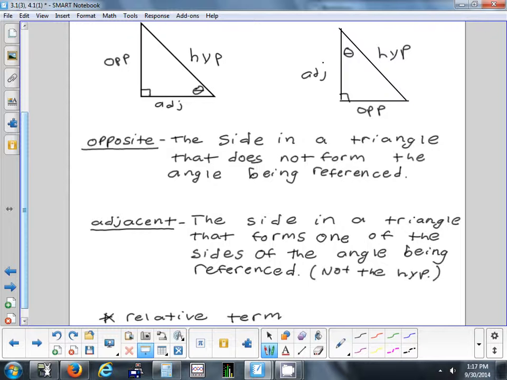The hypotenuse is more of an absolute term. It's always across from the 90. It doesn't matter where you put theta. It's like me asking which direction is up. It doesn't matter if you're standing, which way you face. Up is always the same, but left and right are not. That's how these two terms work. So you've got to look where theta is, and then you can determine opposite and adjacent. Any questions on that?